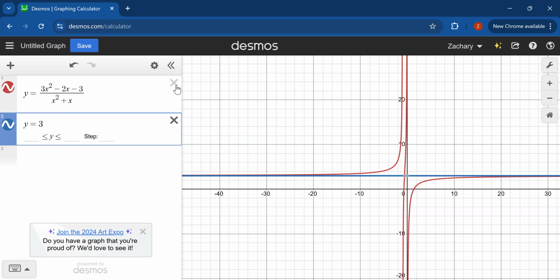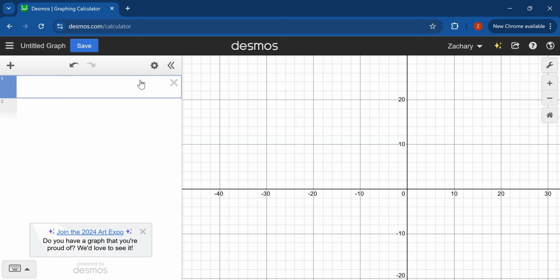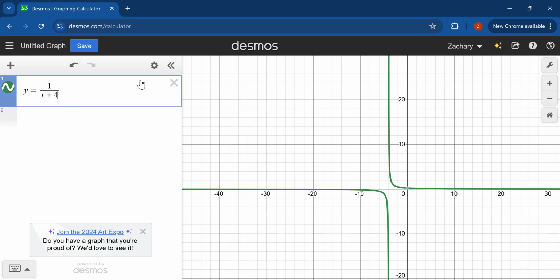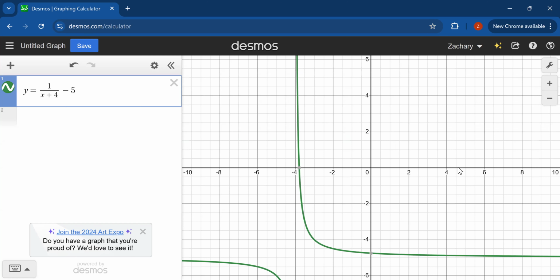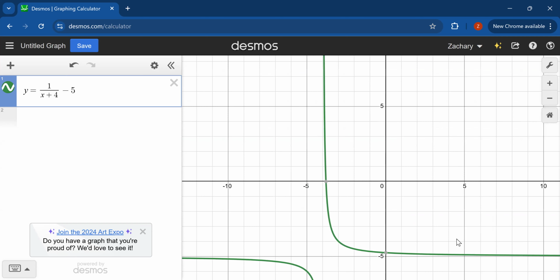And I'm going to clear out the equations that were there from the last problem. And we're going to type y equals 1 on the top, x plus 4 in the denominator. Then I'm going to hit the right arrow key and type minus 5. So looking at this, let's zoom back into my home button. It looks like I'm going to have a horizontal asymptote that's negative. If I click and drag, I'm seeing negative 4.9 something, and then on the other side, negative 5.1 something. So these look like they're getting closer and closer to negative 5.